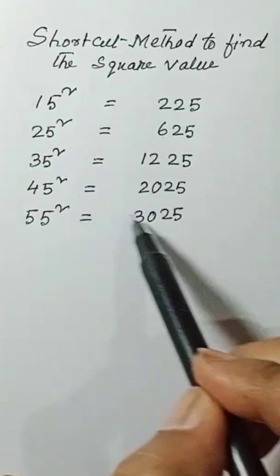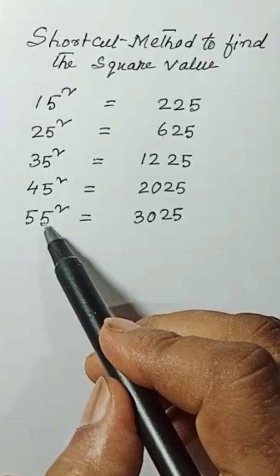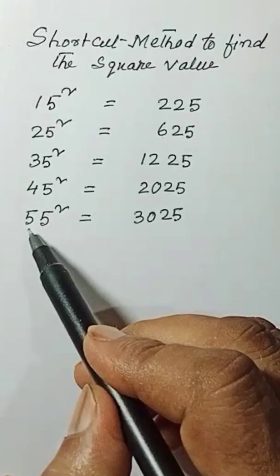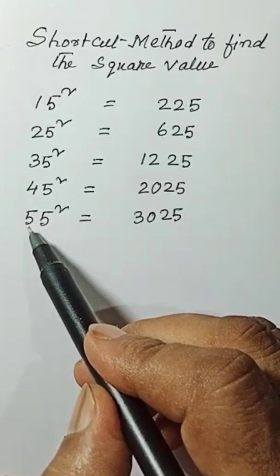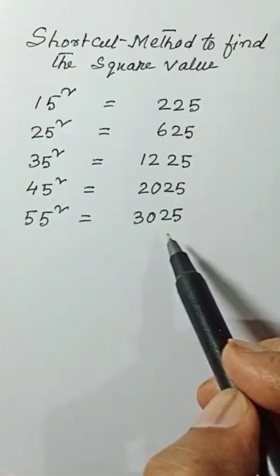55 square is equal to 3025 because 5 square is equal to 25 and the next number of 5 is 6. So 5 6s are 30. Like that we can do more examples.